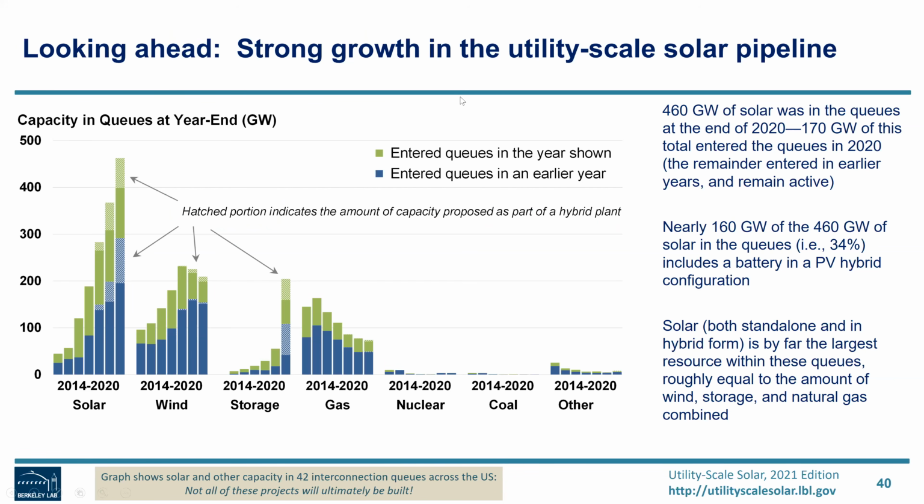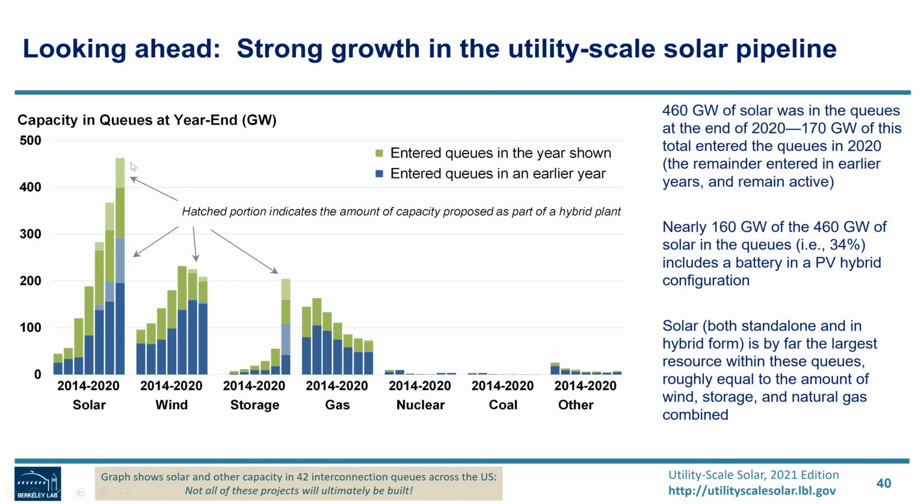The first thing you'll notice here is that solar really dominates the queues. Solar has really been the only thing that's been increasing in the queues over the last few years, other than storage. Both wind and natural gas have been declining in recent years. And just the sheer amount of solar really dwarfs anything else that we're seeing right now.